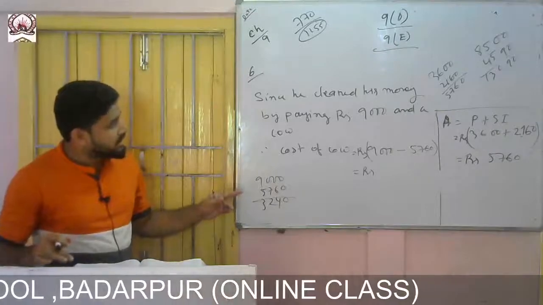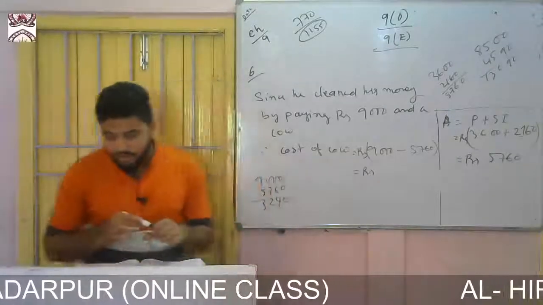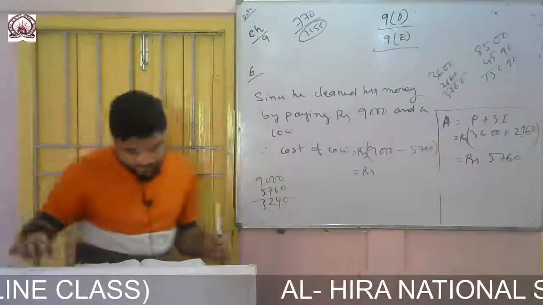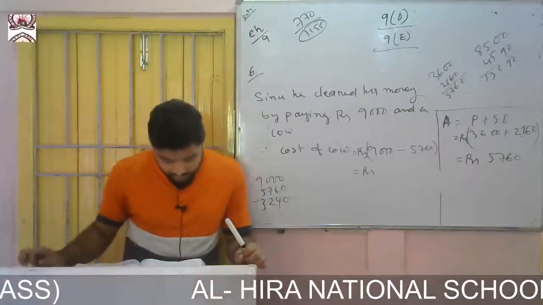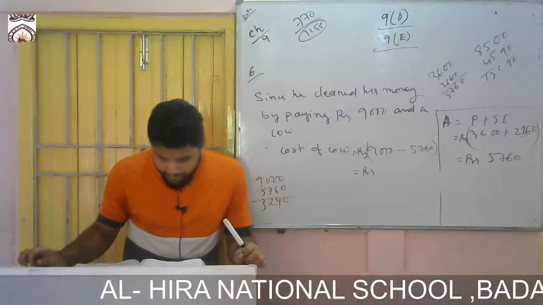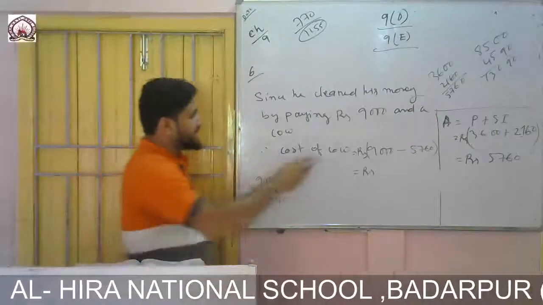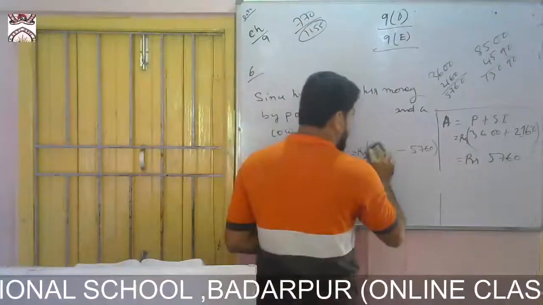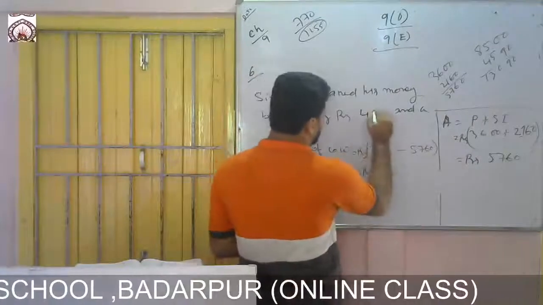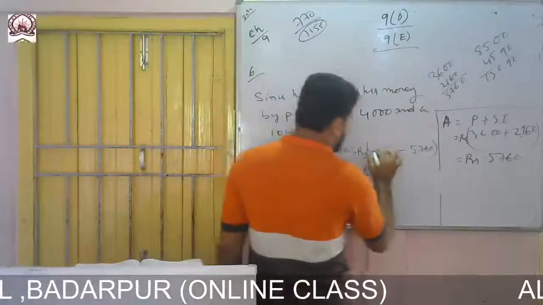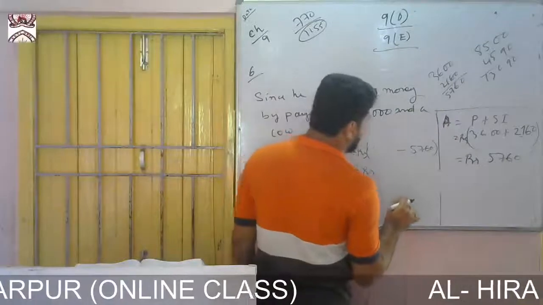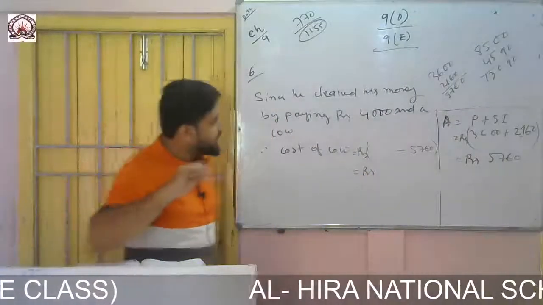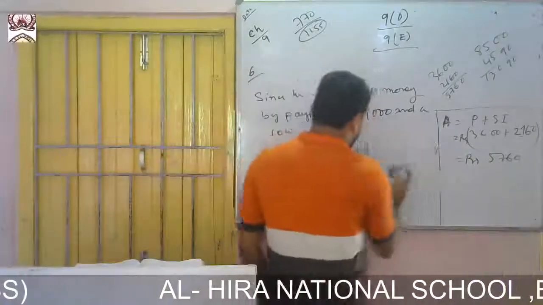Sorry, let me see what is given. He paid not rupees 9,000, but rupees 4,000. So correct it. He paid rupees 4,000.